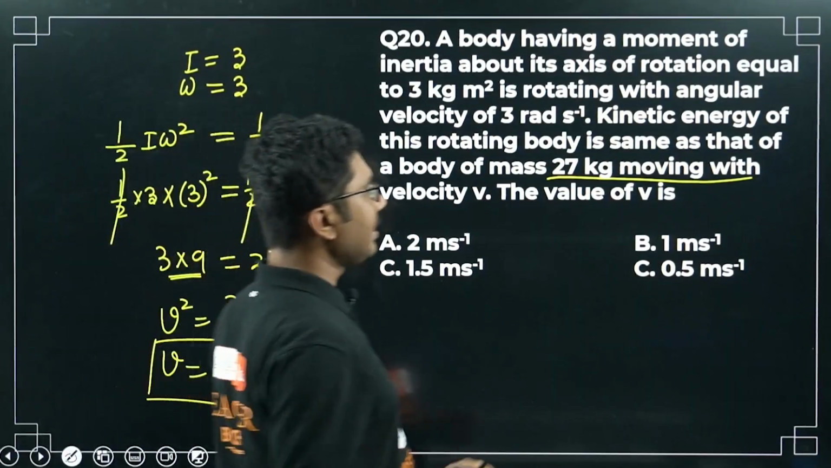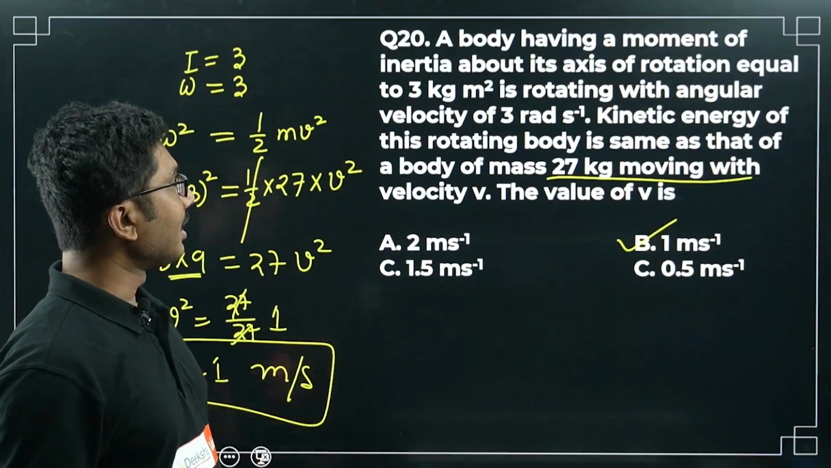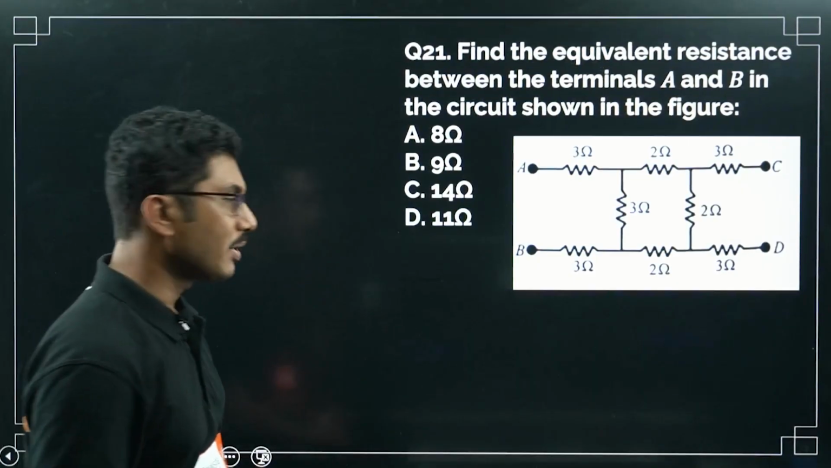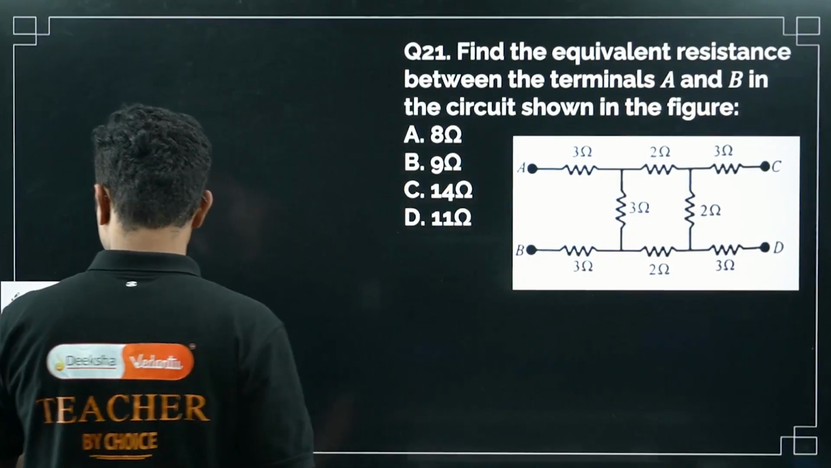So v will be 1 meter per second. Simple question. Now let's move on to some problems from the current electricity chapter. Very interesting. The first question is a very interesting question.